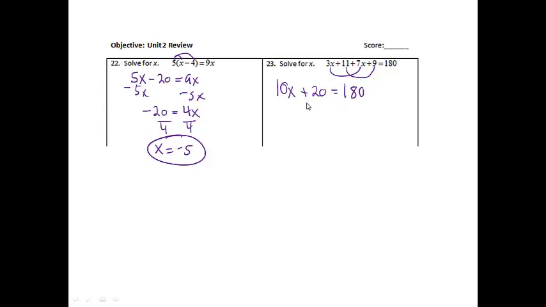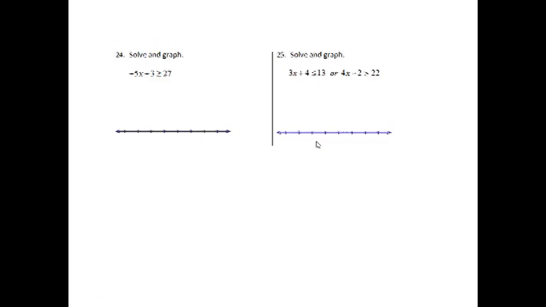Now if I'm solving for x, we want to get rid of plus 20 by doing minus 20. And then we'll get 10x equals 160. And then we'll divide both sides by 10. And we'll get x equals 16.